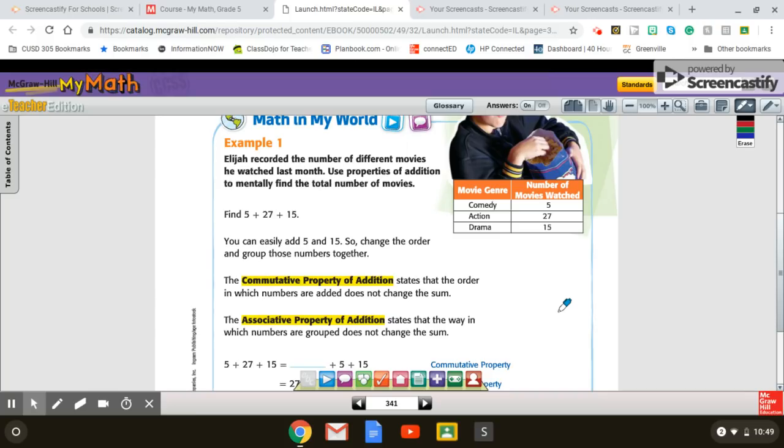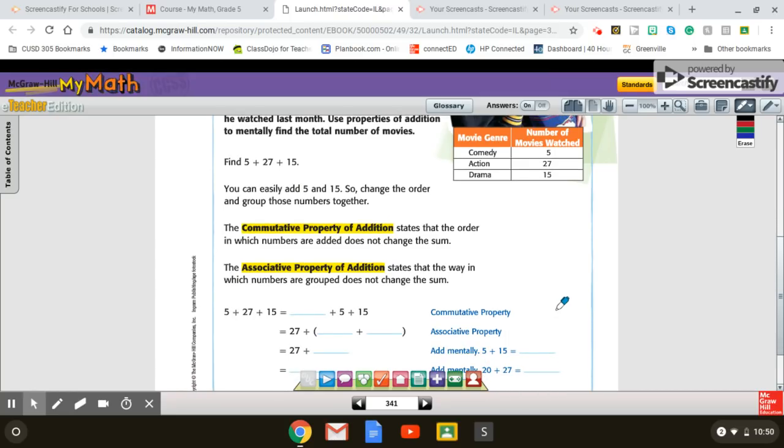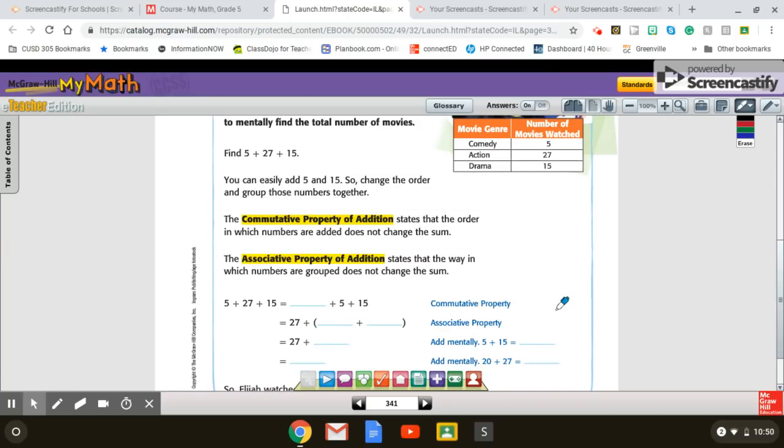Okay, so let's look at this example here. Elijah recorded the number of different movies he watched last month. Use properties of addition to mentally find the total number of movies. If you look here, you have 5 plus 27 plus 15. He watched 5 comedies, 27 action, and 15 dramas. You can take the commutative property and rearrange the numbers, put them together how you'd rather have them. So what they did here is they moved, using the commutative property, what number should go in this blank? Hopefully you see that the number missing is the 27. So the 27 would go in this blank.